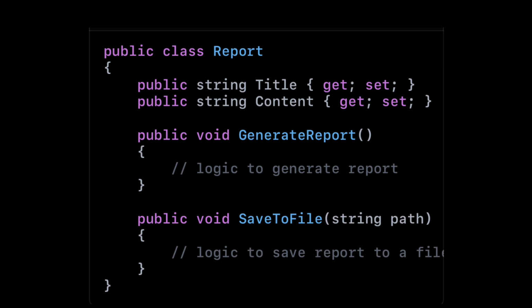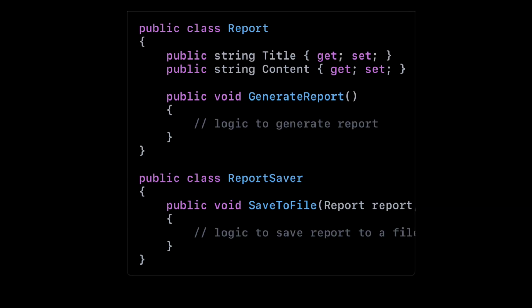When we look at this C# class called Report, you can see that it has two methods, one that generates a report and one that saves to a file. This violates the single responsibility principle because this class has two responsibilities, one for generating a report and one for saving to a file. Now, let's look at a better implementation. This right here is a better implementation for both of the responsibilities. We see that the method SaveToFile is in its own separate class called ReportSaver, and we see that the method GenerateReport is in its own class called Report.